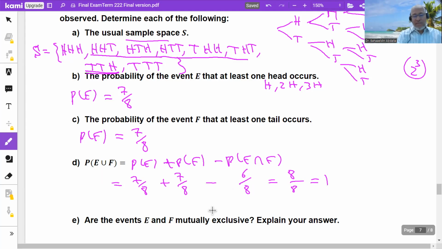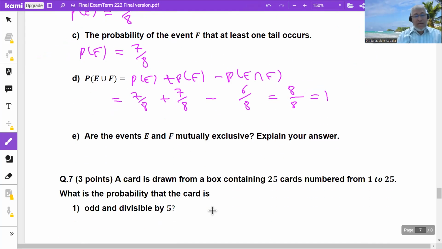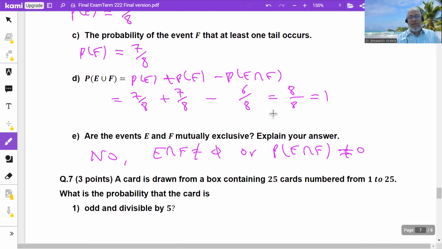Are the events E and F mutually exclusive? And the answer is no. And why? Because E intersection F is not empty, or because the probability of E intersection F is not 0. We found that the probability of E intersection F is 6/8. It's not 0, so they are not mutually exclusive. Mutually exclusive means there is no intersection between them. But of course, there are 6 outcomes in the intersection, so they are not mutually exclusive.